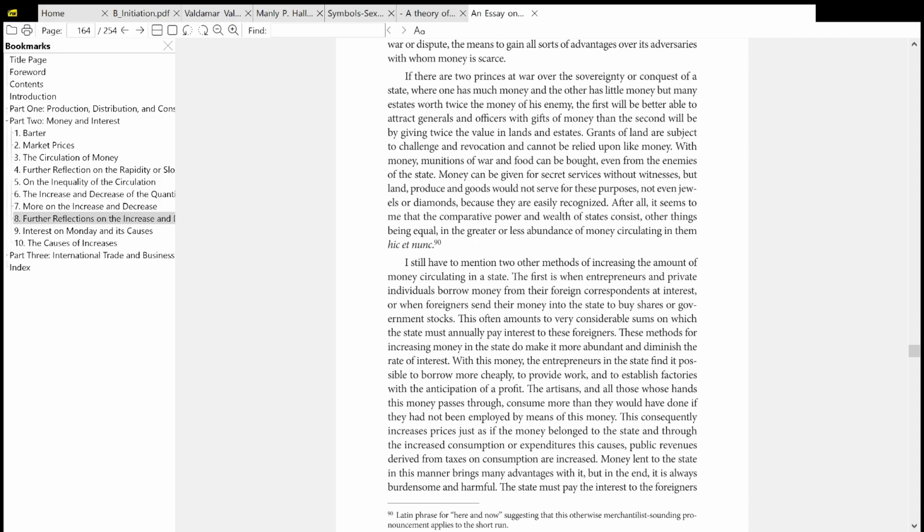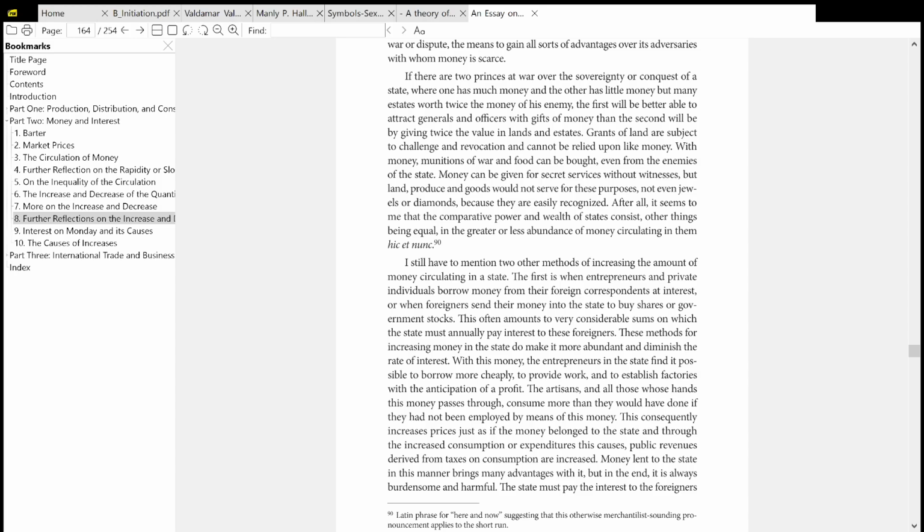The artisans and all those whose hands this money passes through consume more than they would have done if they had not been employed by means of this money. This consequently increases prices just as if the money belonged to the state, and through the increased consumption or expenditures this causes, public revenue derived from taxes on consumption is increased.